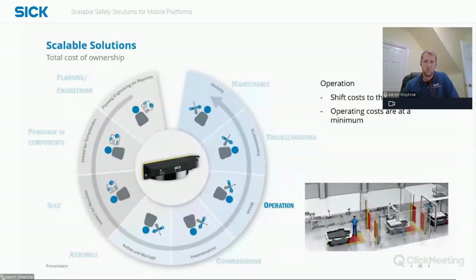Next, we look at operation. So once the handoff to the end user is complete, the machine now goes to operation. These costs now, as part of this total cost of ownership, shift to the end user. If the machine is built to scale and the scale is just right, the operating cost should be at a minimum. We achieve that safe productivity for that end user to use effectively. This is where that safe productivity really shines.